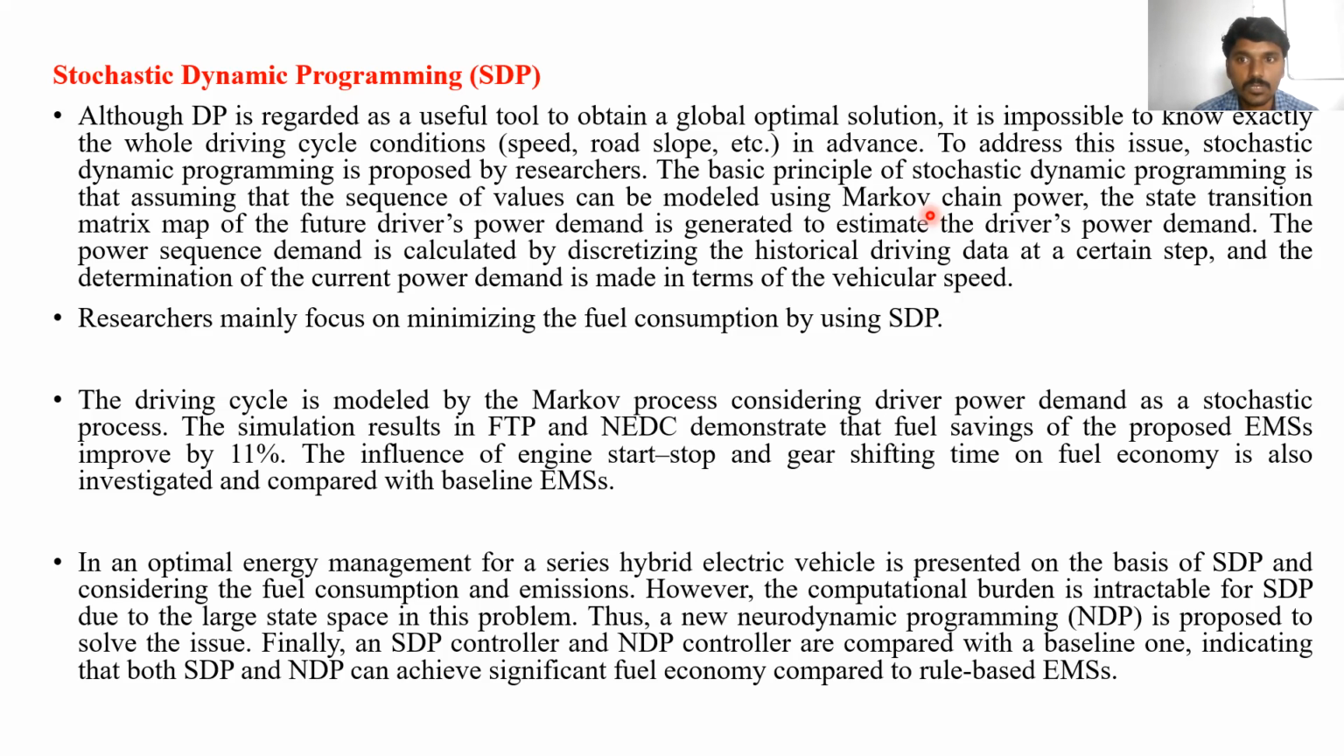The basic principle of the stochastic dynamic programming is that, assuming the sequence of the values can be modeled using a Markov chain, the state transition matrix map of the future driver's power demand is generated to estimate the driver power demand. The power demand sequence is calculated by discretizing the historical driving data at a certain step, and the determination of the current power demand is made in terms of the vehicular speed.